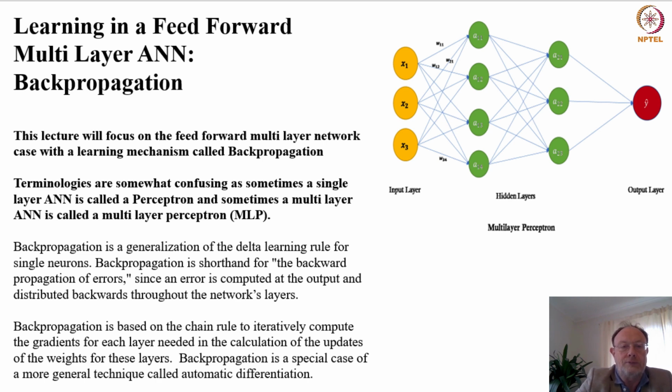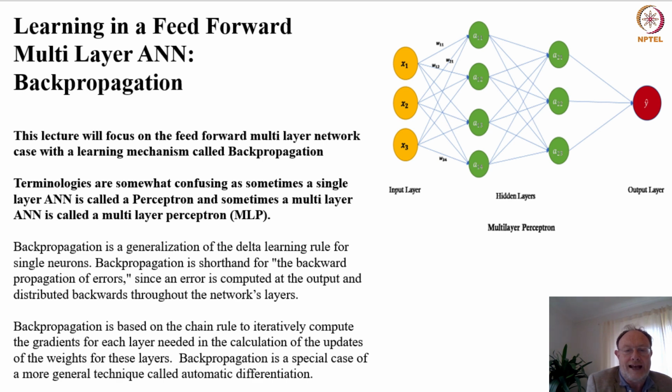Here we stick to feed-forward multi-layer ANN, and we are saying that, for example, that a perceptron is a single-layer ANN. However, there are some people who talk about multi-layer perceptrons when they talk about multi-layer ANN. So there are these terminologies around, but we are going to stick to the version chosen here. So backpropagation is a generalization of the delta learning rule for single neurons.